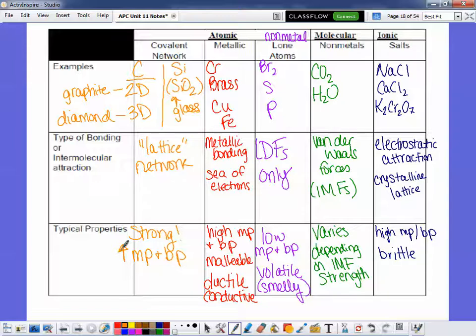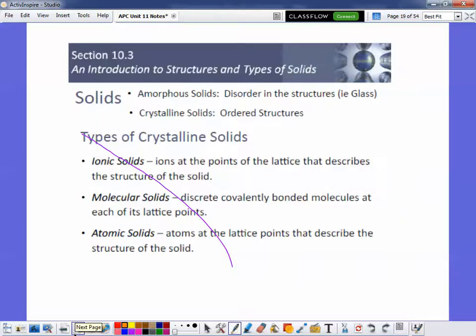Are you guys good there? Okay, I'm going to the next page. So you don't have to worry about this. This is just saying more stuff.